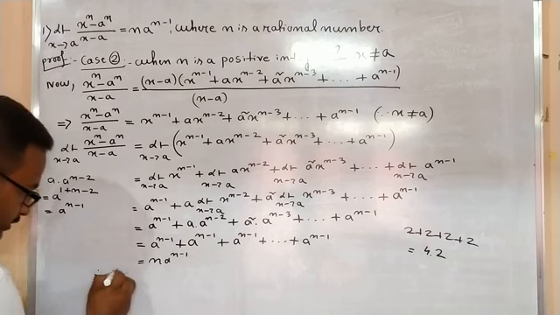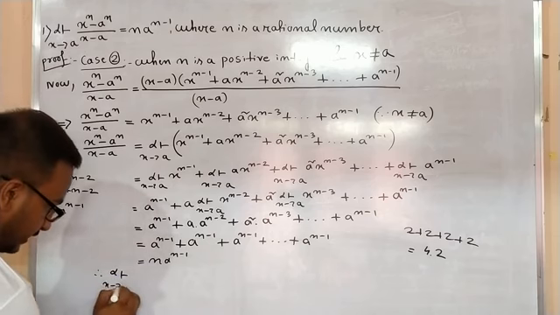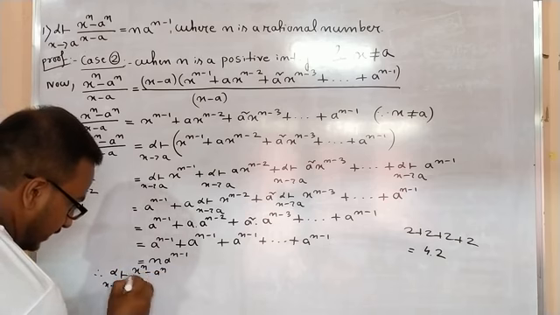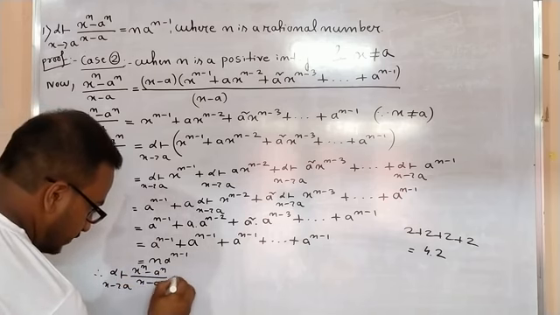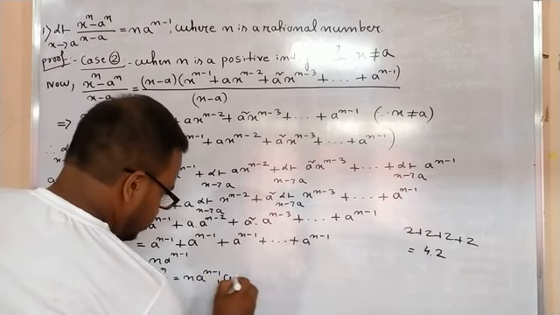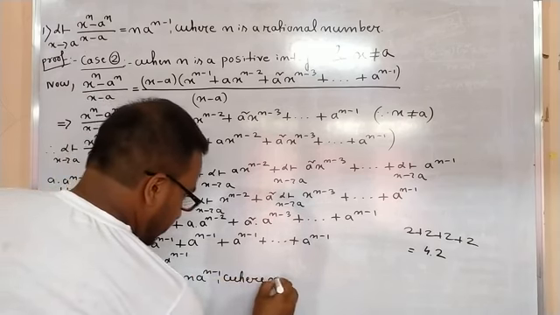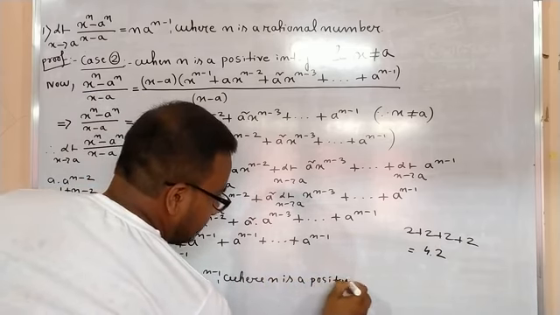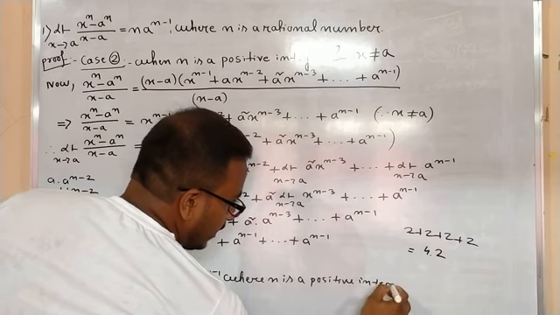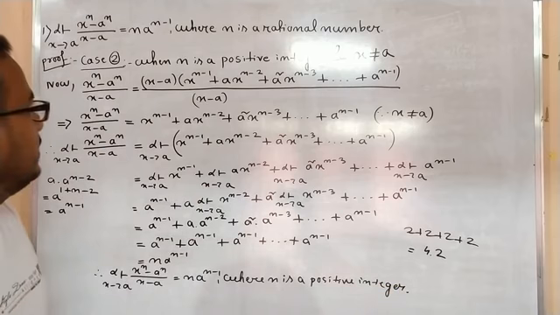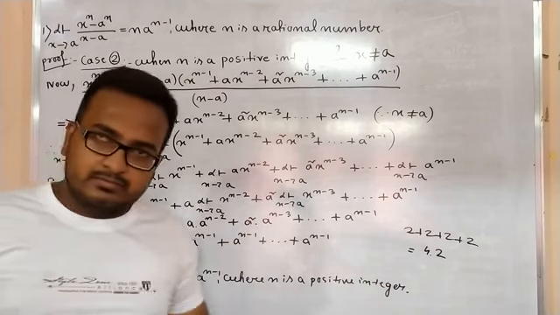It is done, you see, right? So therefore limit x tends to a, x to the power n minus a to the power n by x minus a equals n a to the power n minus 1, where n is a positive integer, right? So case number 2 also done, right?